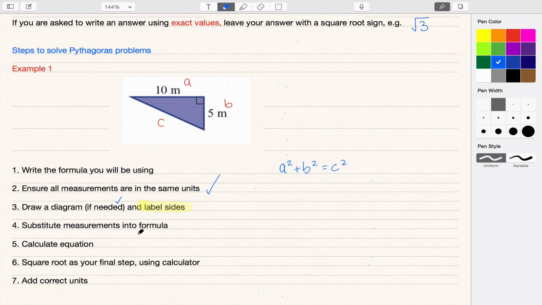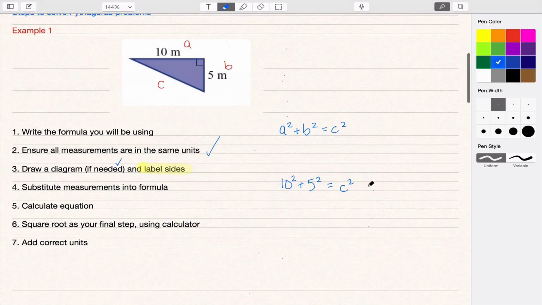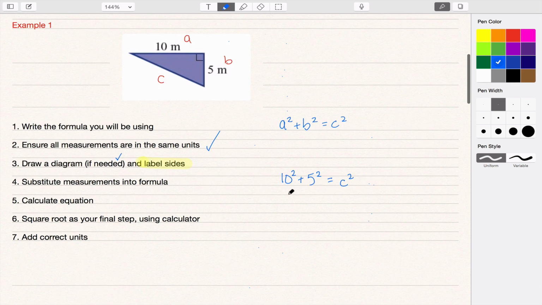Step 4, substitute your measurements into our formula here. So instead of A, I'm going to write 10. Don't forget the squared. Instead of B, I'm going to write 5. And C will just leave as C. Step 5, calculate the equation. I'm going to write this one out by hand.